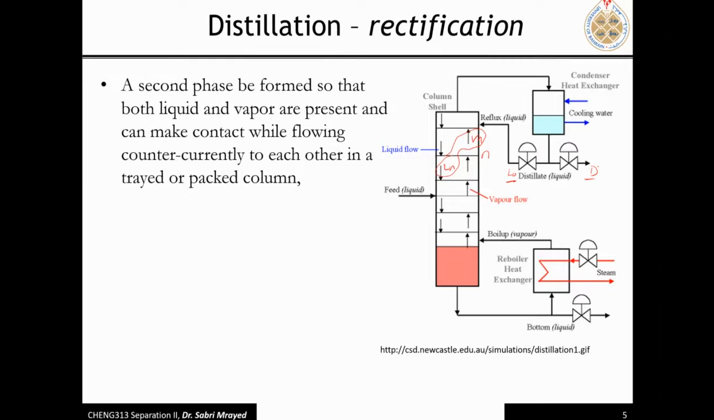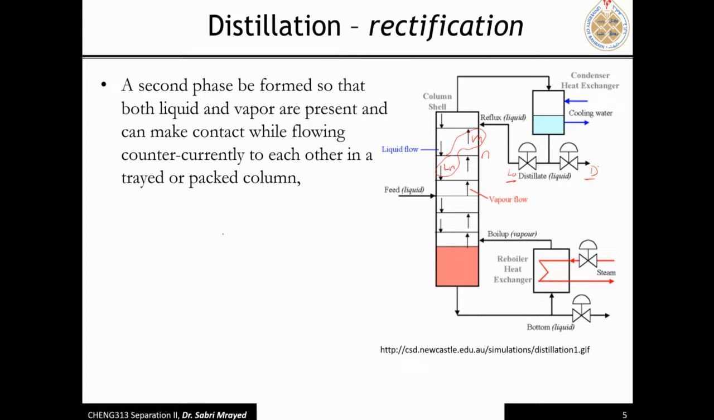So a second phase is formed so that both liquid and vapor are present and can make contact while flowing counter to each other in a tray or packed column. By the way, there might be distillation columns in which, instead of trays, we have packing, but we don't really discuss this in this course. But there is a possibility that you see a distillation column in which we don't have trays, we have what's called packing. Now, the purpose of the existence of the two phases in each stage is to ensure we have mass transfer.